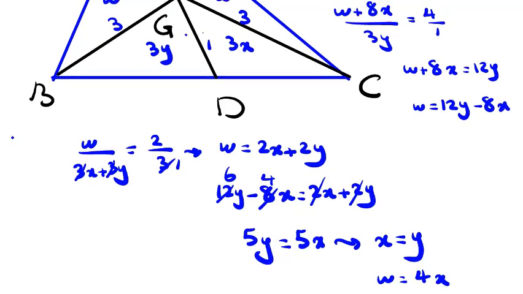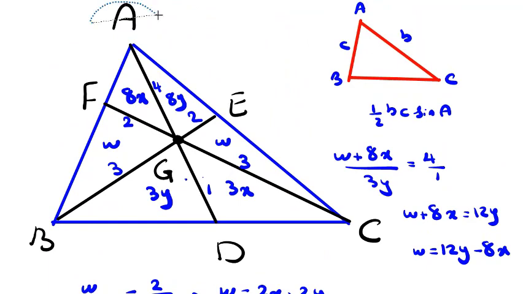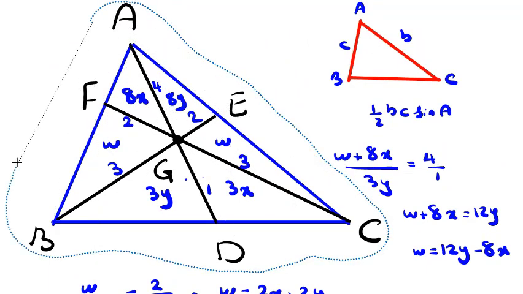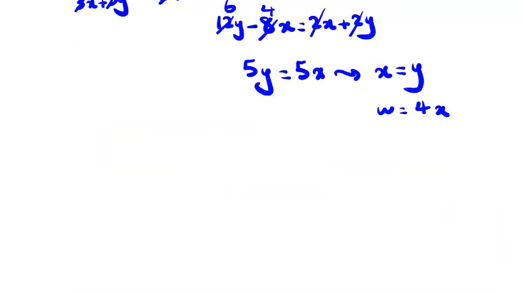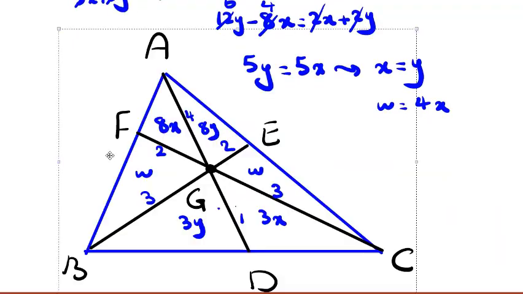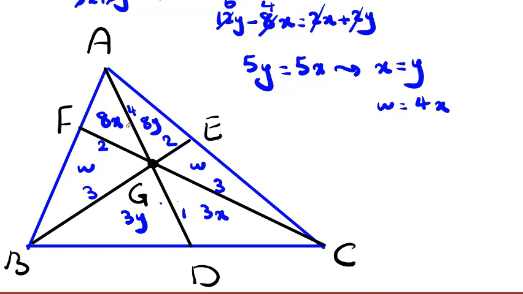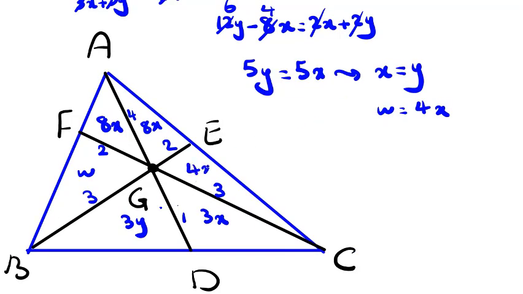Okay, now we can write all areas only in terms of x. So let me copy this one again and paste it here. So I erase this. 8y is 8x. And W is what? We said W is 4x here. 4x. 3x. And this one is 3x. So we found all the areas in terms of x.